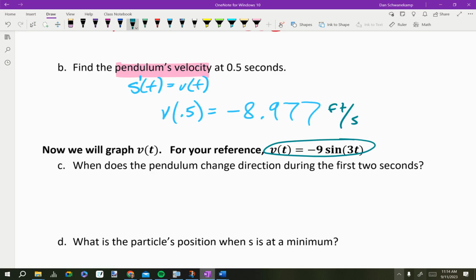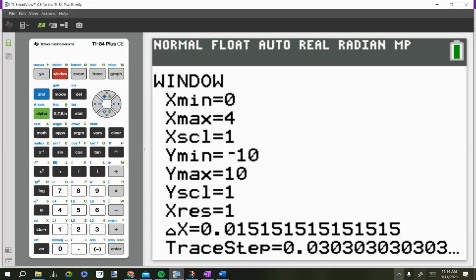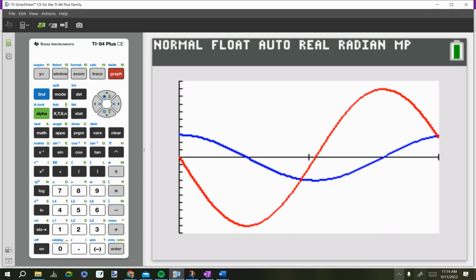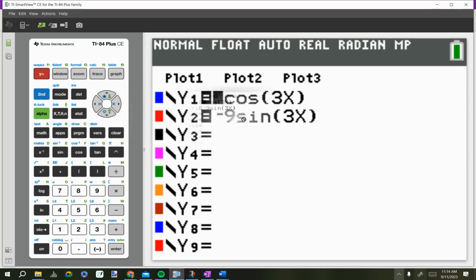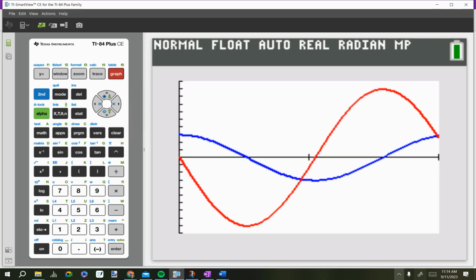When does the pendulum change directions during the first 2 seconds? Okay, so I'm going to change my window. Now I'm not going to 0 to 4 anymore. Now I only want 0 to 2. Which one of those two lines is velocity? Which one would you type in, blue or red? The red one was velocity. If you don't know, you can hit the y equals. You can see, oh yeah, it's red.